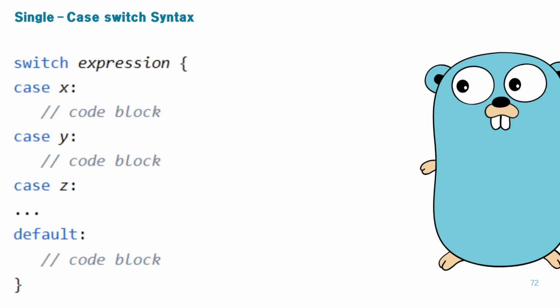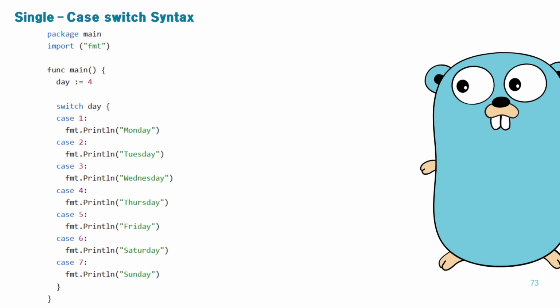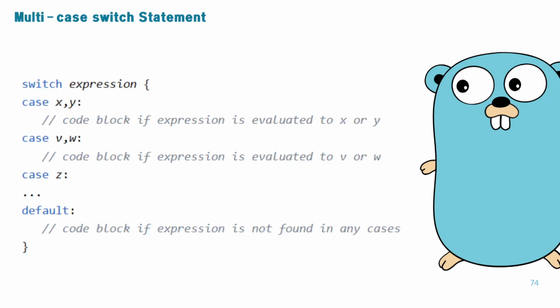Also, the default code block is not necessary. You can put it if you want to. In some languages it is necessary, but not in the case of Go. Here is an example that we have: day is 4, and then we have switch on day, and in case of 4 we are printing Thursday. As you can see, there is no default case, and also there are no break statements.